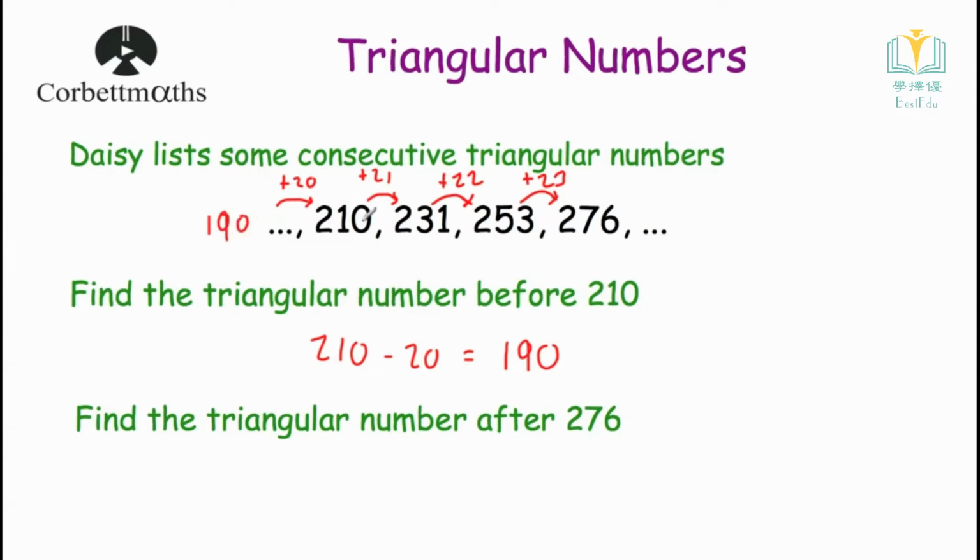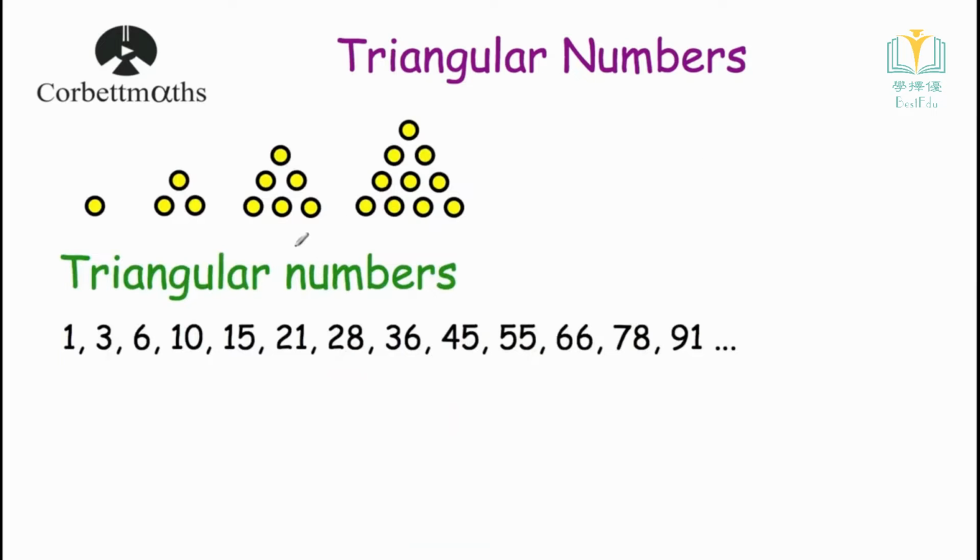Okay, next, we want to find the triangular number after 276. So we've added 20, 21, 22, 23. To find the next one, we would add 24. So if we do 276 plus 24, we'll get the next triangular number after 276. 6 plus 4 is 10, put our 0 down, carry 1. 7 plus 2 is 9, plus 1 is 10, so put our 0 down, carry 1. And 2 plus 1 is 3. So the next triangular number would be 300. And that's it.